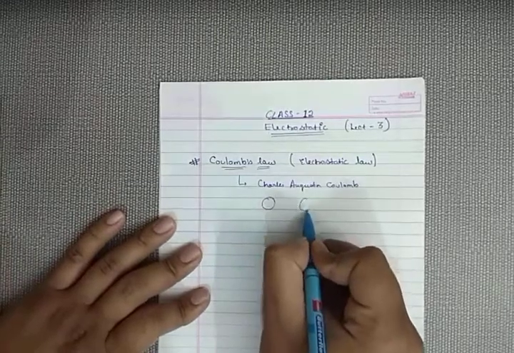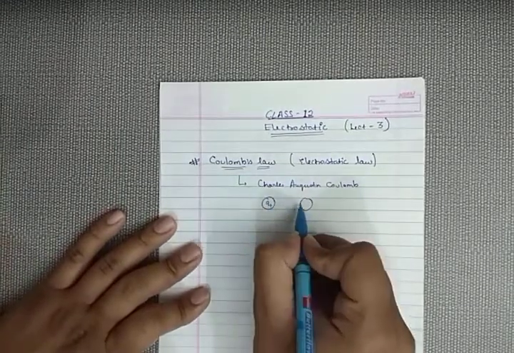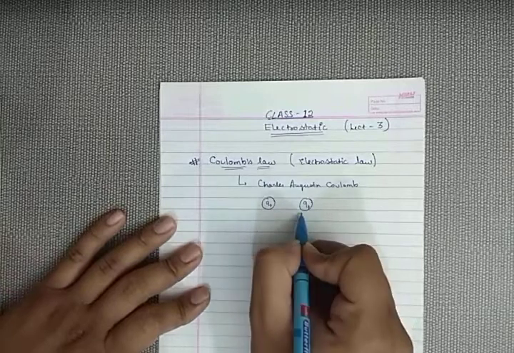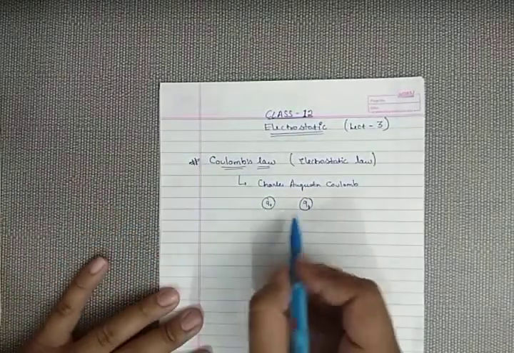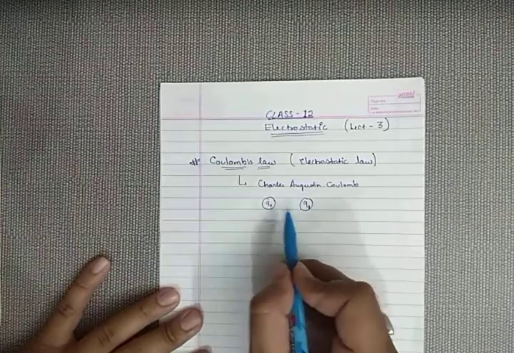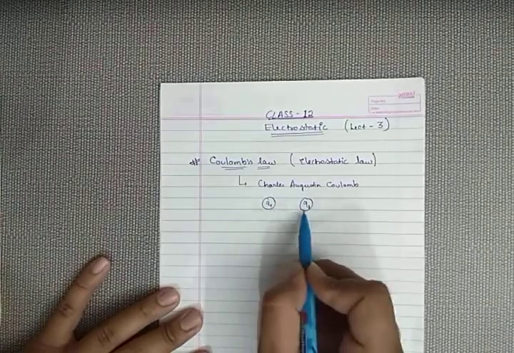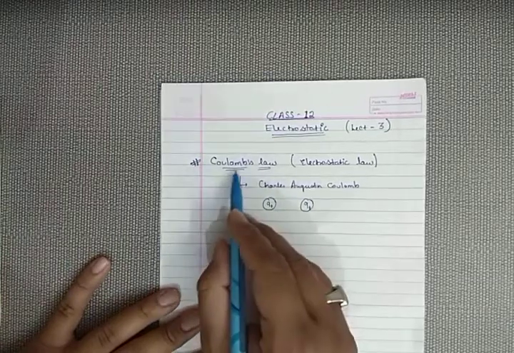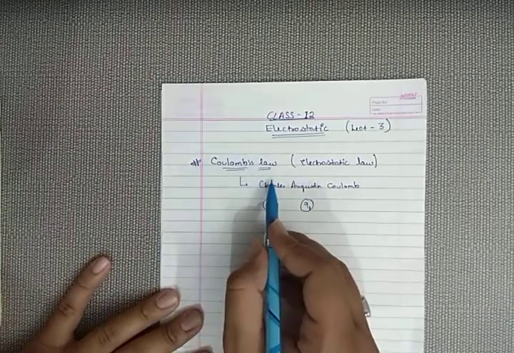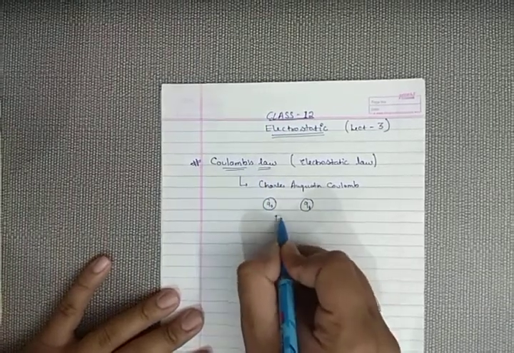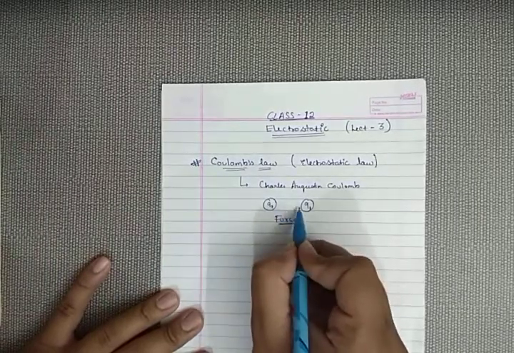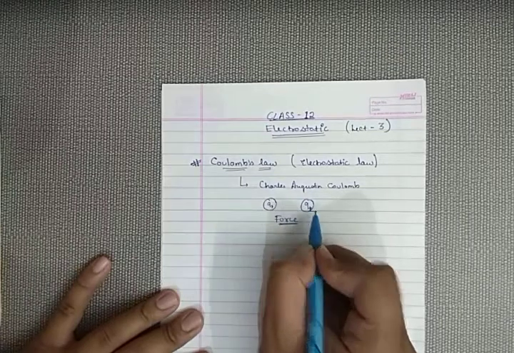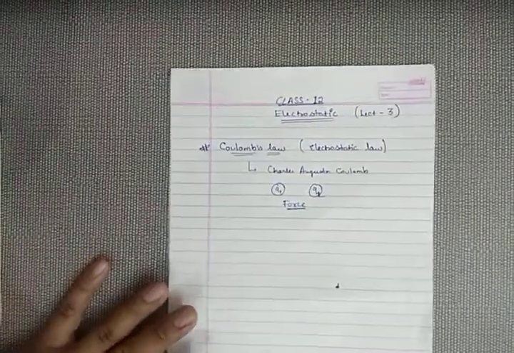As we know, two charges, whether they are of the same kind or opposite, will either attract each other or repel each other. Now, what will be the force of attraction or repulsion between this pair of charges is given by Coulomb's law. In this law, we will study the expression of the force exerted between these two charges, Q1 and Q2. So, first of all, write the statement of Coulomb's law.